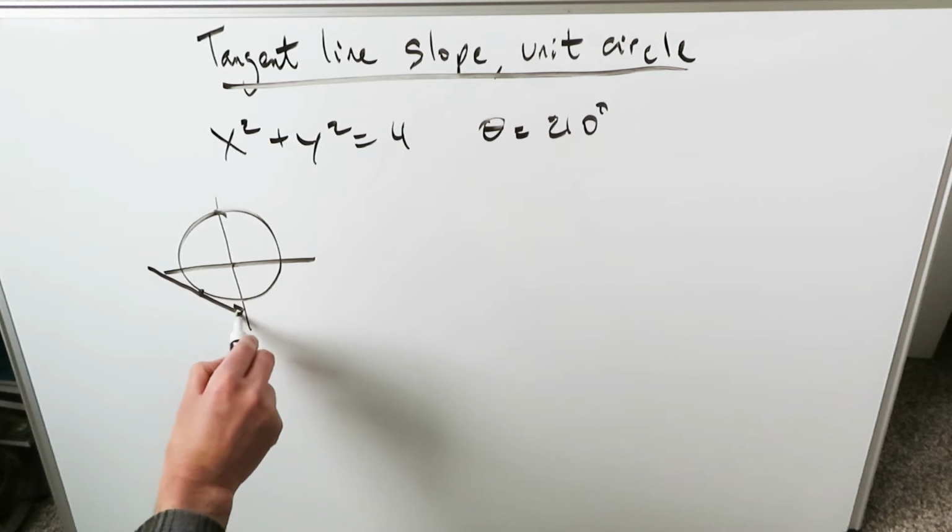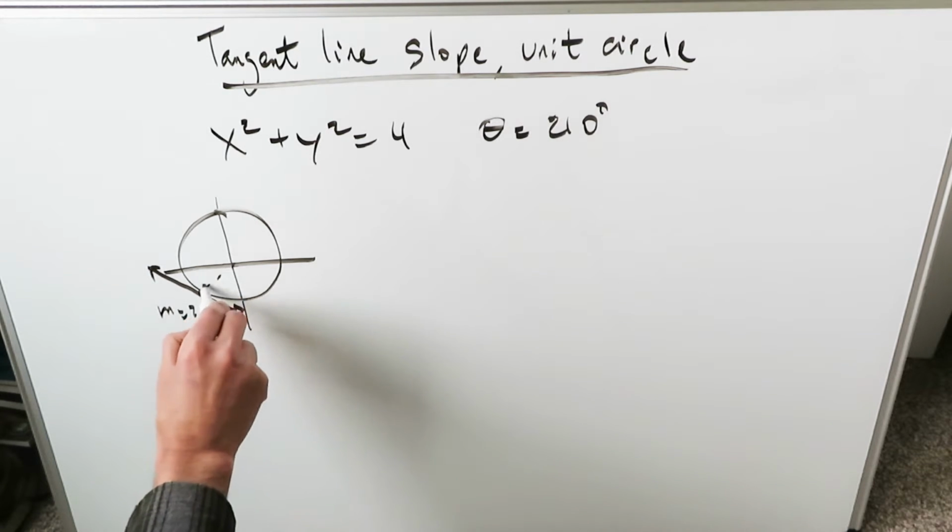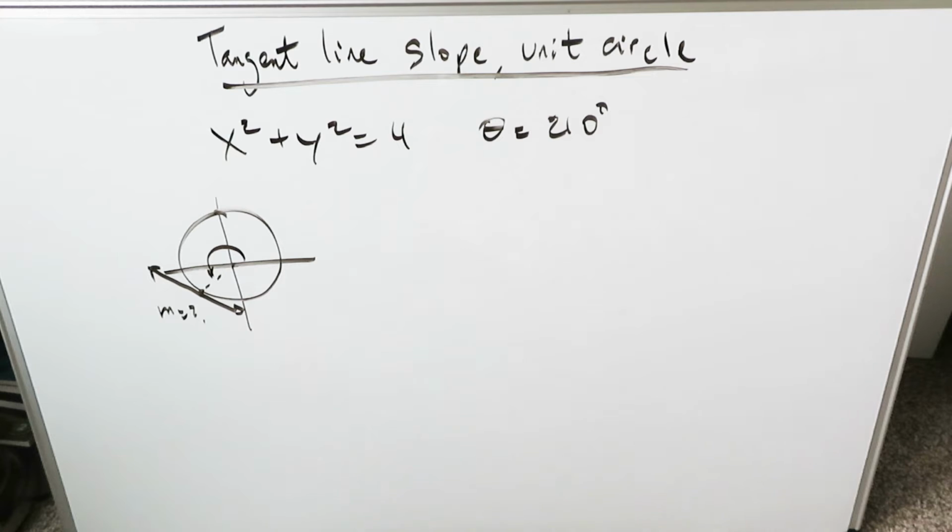What's the slope of the tangent line over here? What is it? And we are looking here at 210 degrees. What would that slope be? Well, it's an excellent shortcut.